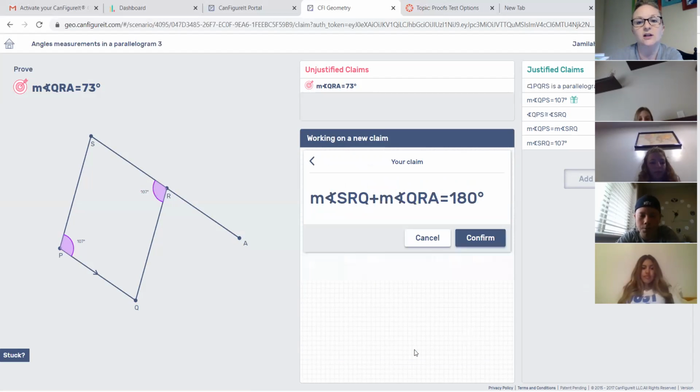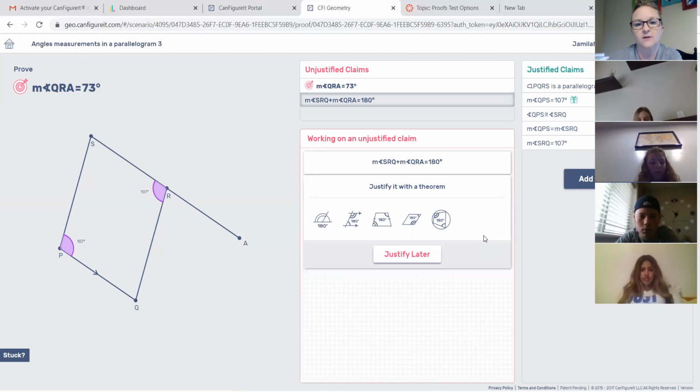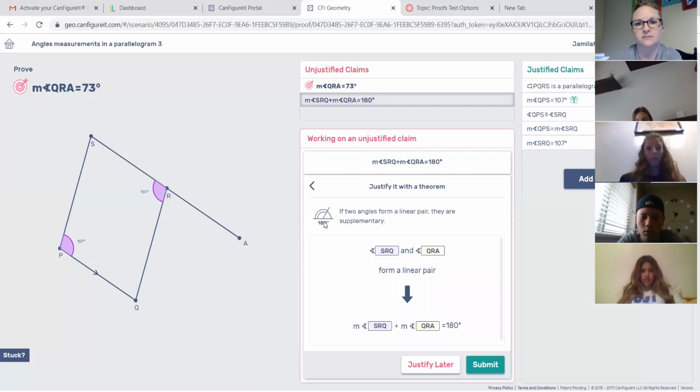Now, again, that's our claim. We're going to have to justify it somehow. How do we confirm that? Which picture? 1, 2, 3, 4, or 5? Hold up your fingers. It's a line. There's two angles. They make 180 degrees. Yeah?